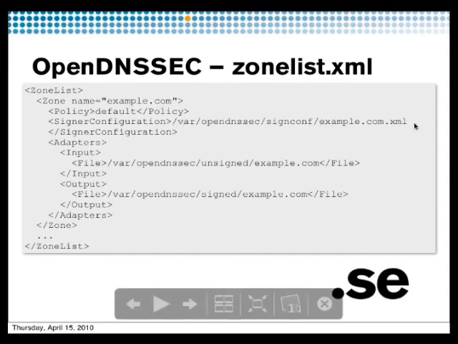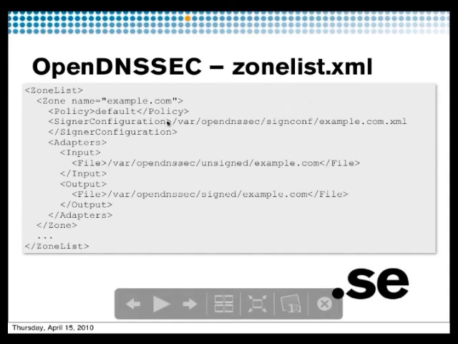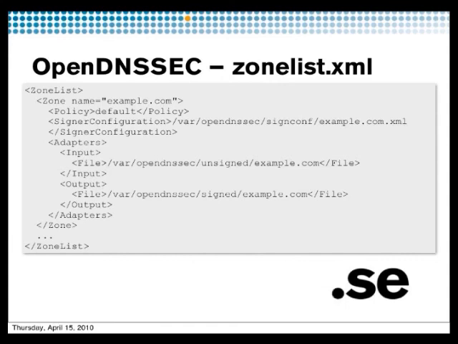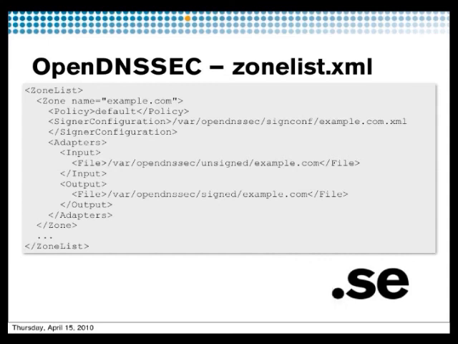This part is just for internal communication from the KASP enforcer to the signer, so you don't have to create this file. It will be automatically created by OpenDNSSEC. But the reason we're exposing this variable is that if you want to replace some of the components, you can find where the files are by looking in this zone list. For instance, if you want to have OpenDNSSEC on top of BIND as a signer engine, or whatever you want to use.